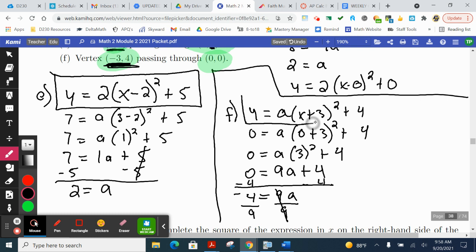So we go up to this original one that we could set up just from the vertex. But what we've now identified is this a right here. I'm going to erase it. We now know that that is a negative 4 over 9. You get that? Hopefully. Good.